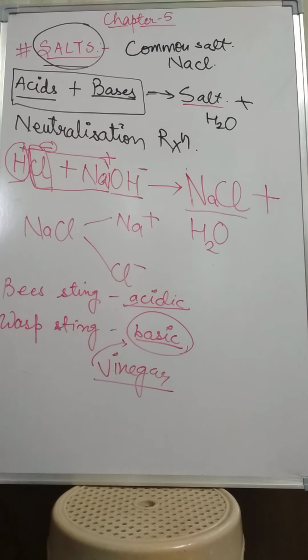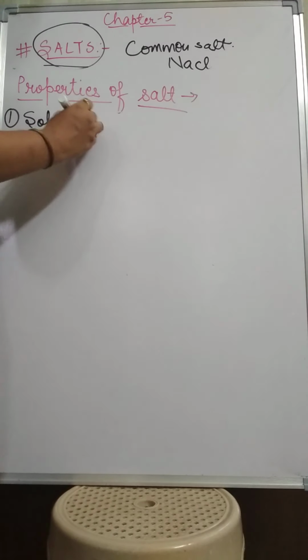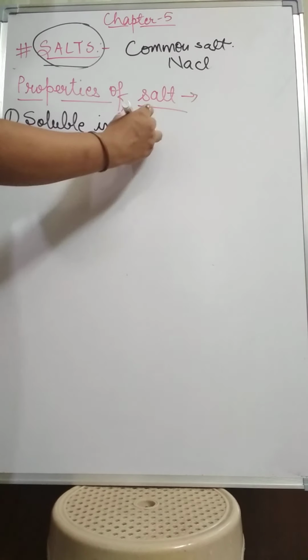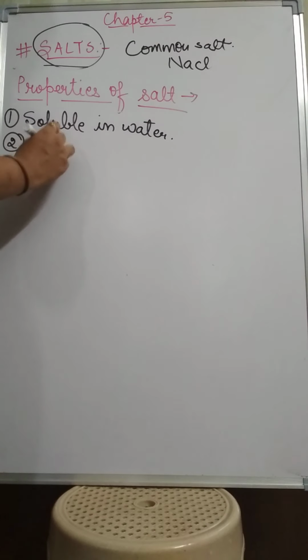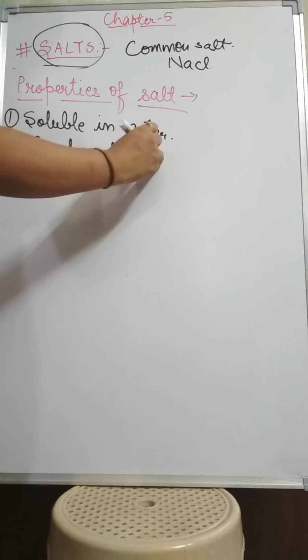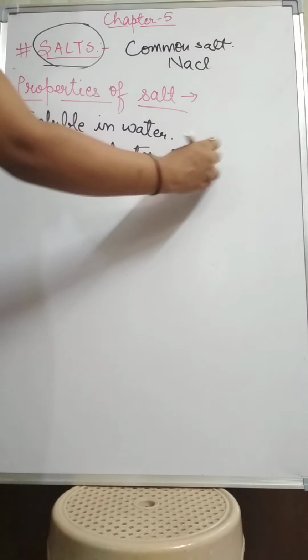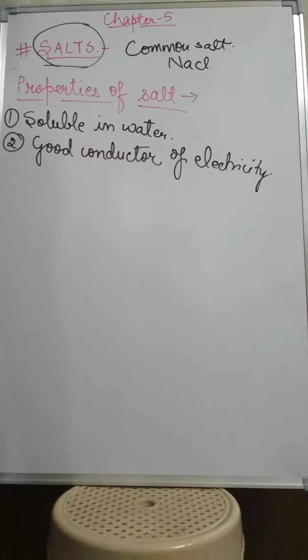So you know that salts are soluble in water. We can take the example of common salt also. So the first property is soluble in water. Okay, salt is soluble in water. Second, it is a good conductor of electricity. Okay, it is a good conductor of electricity.